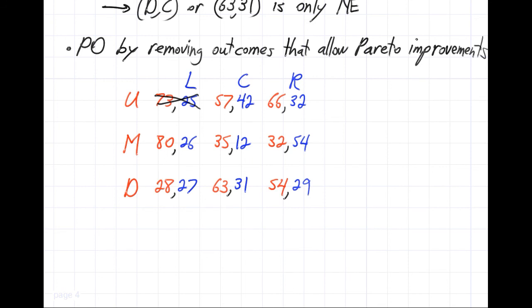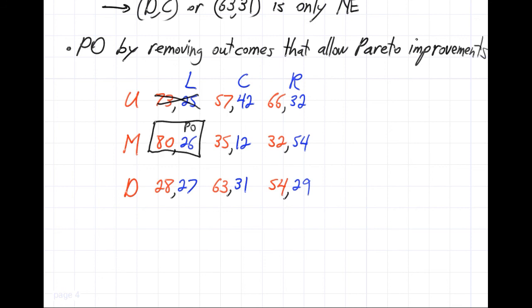Let's look at that box, 80, 26, now. One thing to notice is that 80 is the biggest payoff for the row player. All the other red numbers are smaller than 80. So moving away from this 80 will always be worse. So right away we know that it's not possible to make a Pareto improvement. And that is the definition of a Pareto optimum. So this is a Pareto optimum.